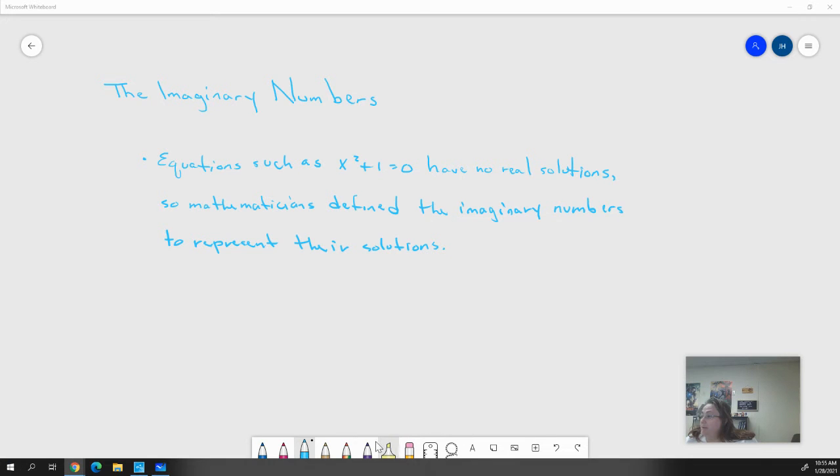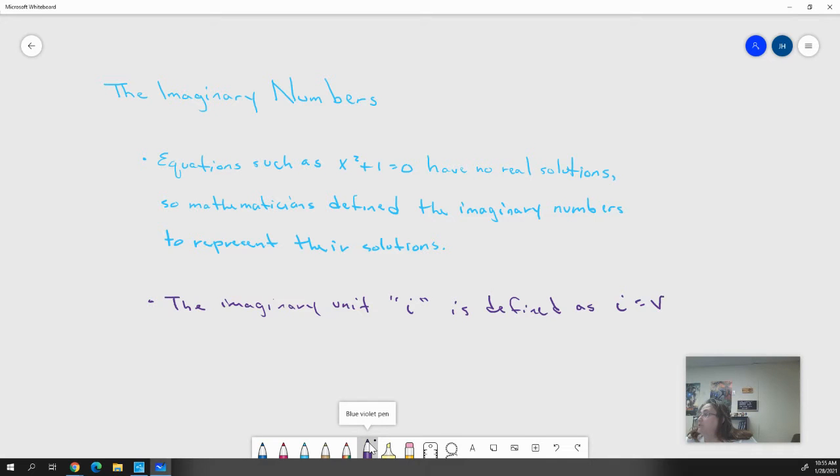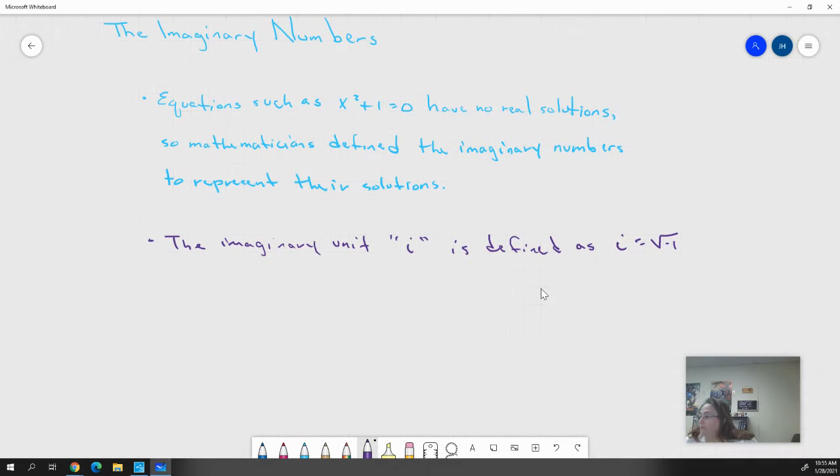The imaginary unit that we call i, right, lowercase i, is defined as i equals the square root of -1. And it's useful when we're working with square roots of negative numbers.